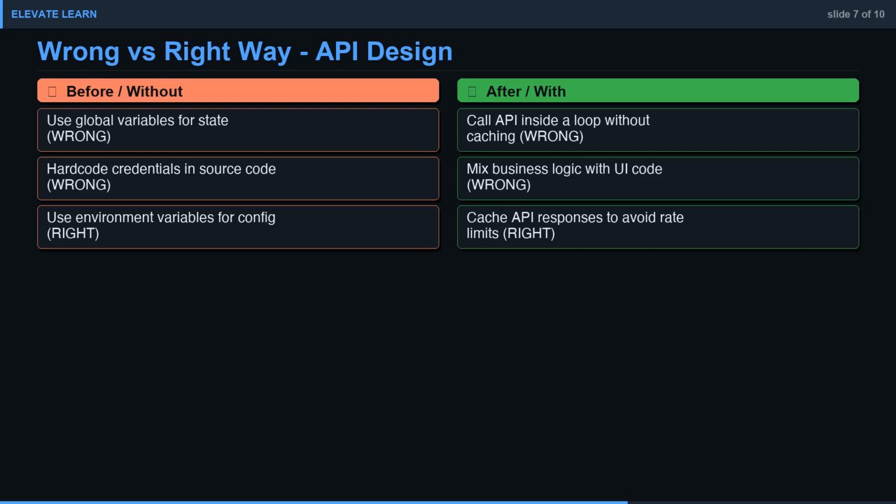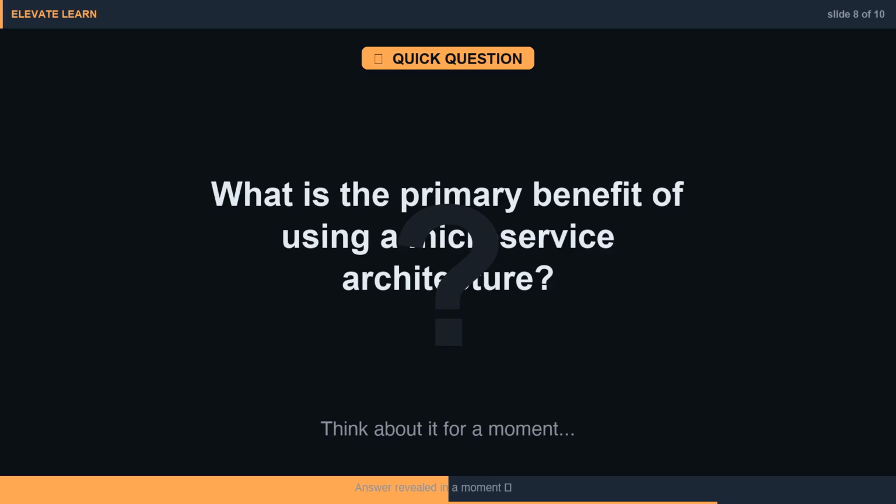For the right approach, use environment variables for configuration. It keeps secrets safe and allows you to switch settings easily. And cache those API responses to avoid hitting rate limits and improve performance. In our Twitter feed design scenario, caching and using environment variables will make sure everything runs smoothly and efficiently.